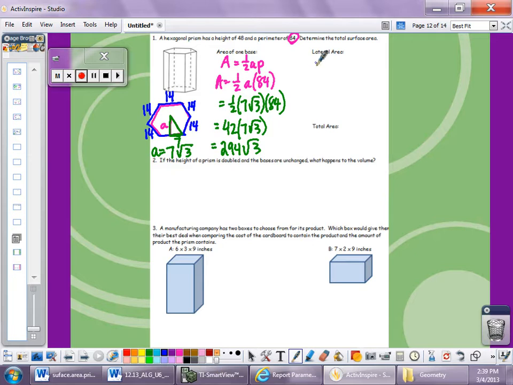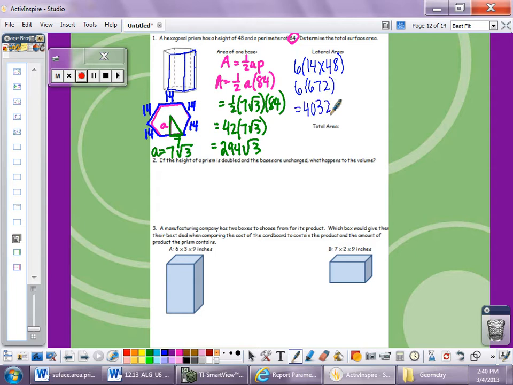So the lateral area is each one of these sides. I could do 14 times a height of 48, and then I could do 6 of them. That's totally okay. It doesn't use the formula, but that is a logical way to do it, and as long as it's a logical way, you can get credit for it. So this would be 6 times 672, which would give you 4,032.